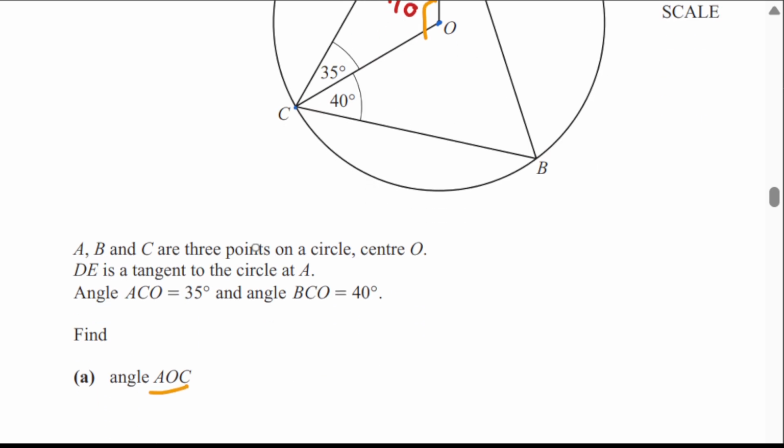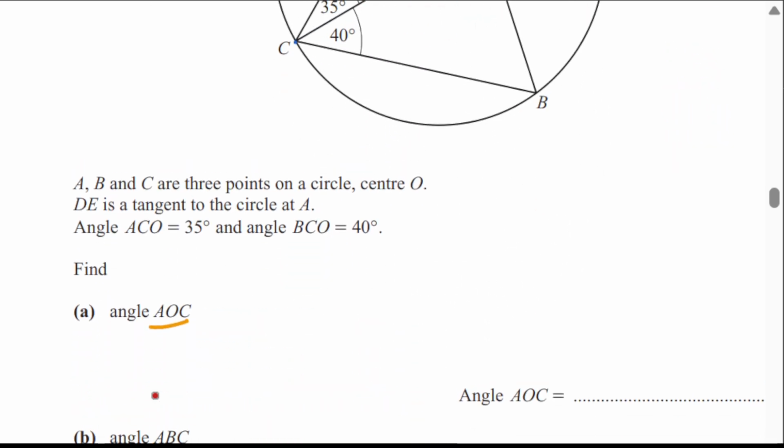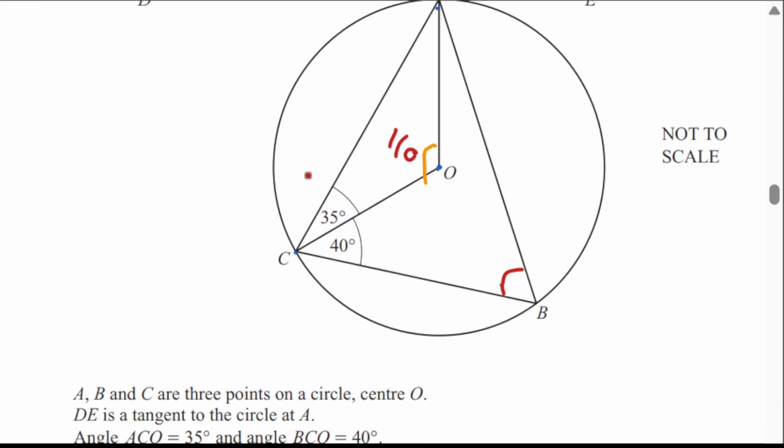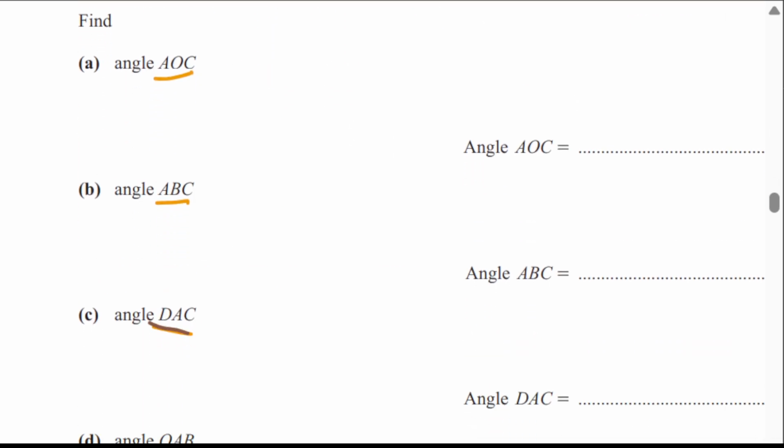Now let's look at the next question. This is 110. We got it. Now, angle ABC. Let's see, where is that? ABC, yes. ABC is here. Oh, this is a nice question. Have you noticed angle ABC is a circumference angle, and angle AOC is a central angle. The angle at the circumference is always half of the central angle. So if this is 110, this is half of 110, so it's 55.